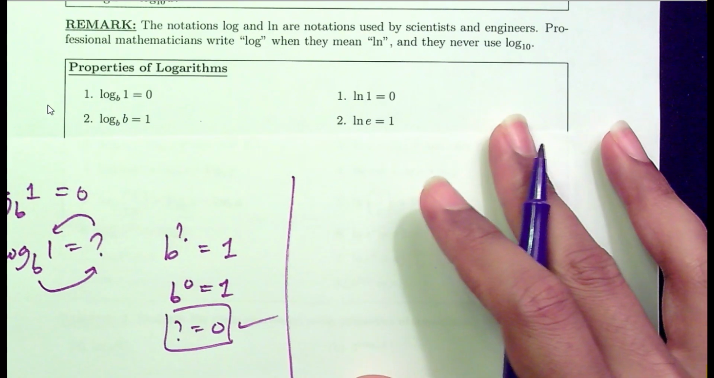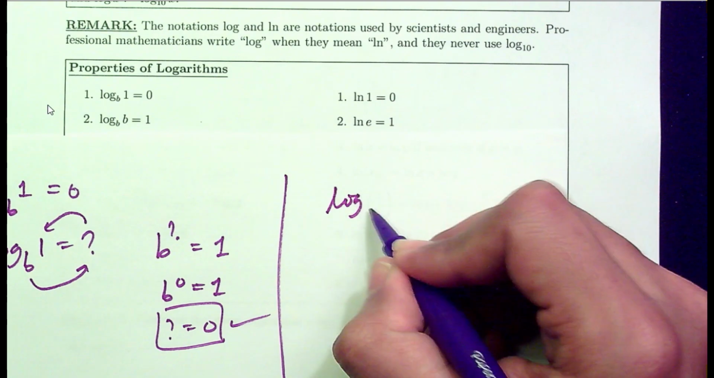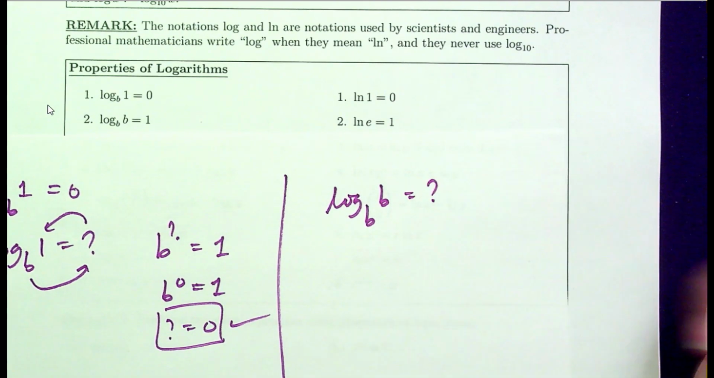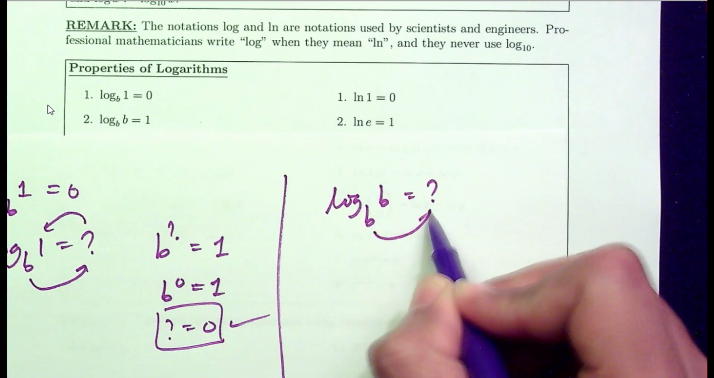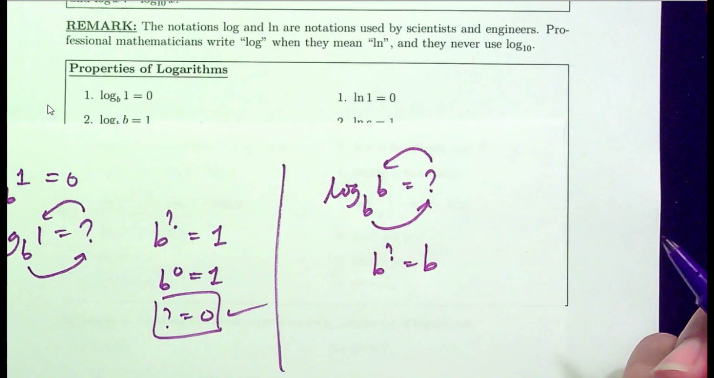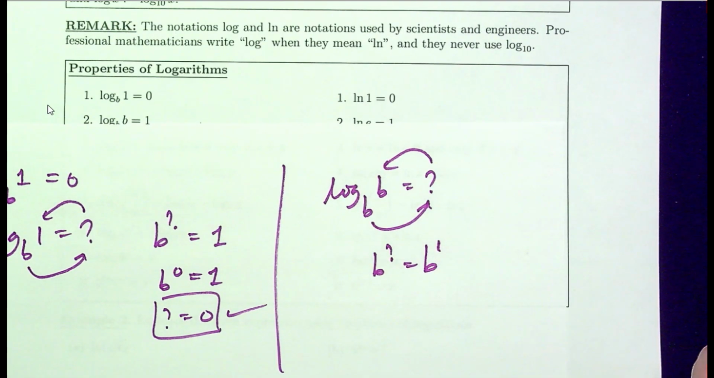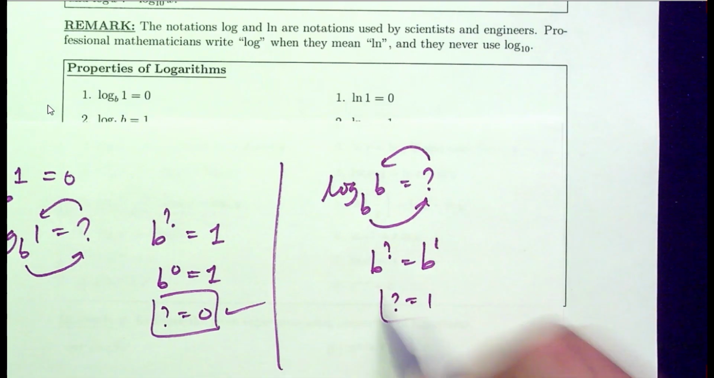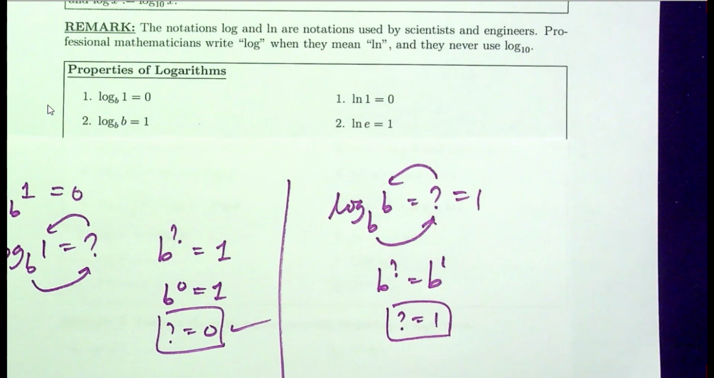And to do another one, here's this one. What is log base b of b? Suppose we don't know that it is going to be 1. Applying the diagram, it's going to be b to the question mark equals b. So b to the what equals b? Well, the question mark has to be 1 because b to the 1 equals b. So that means this is 1, which is property 2 right there.